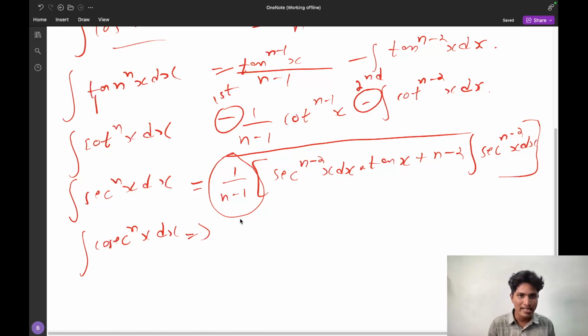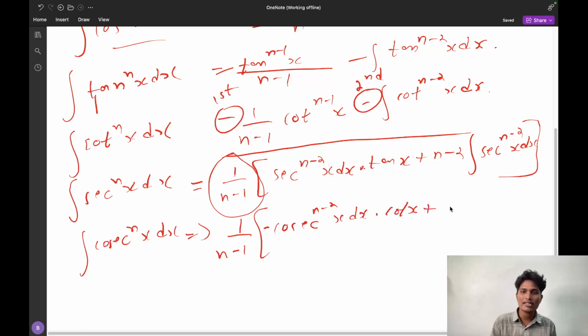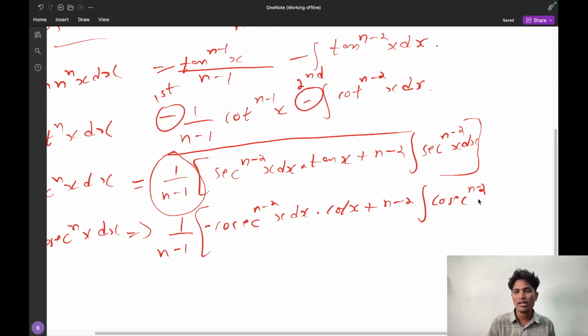The integral of cosecant power n x dx is 1 by n minus 1 into cosecant power n minus 2 x cot x, plus n minus 2 by n minus 1 integral cosecant power n minus 2 x dx. So these are all the formulas, and it is multiplied by the entire n minus 1.